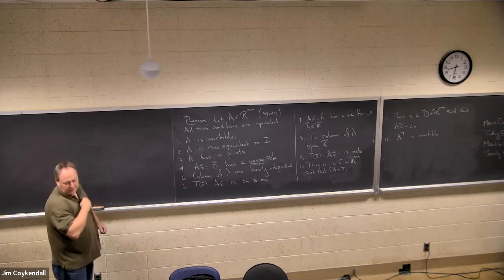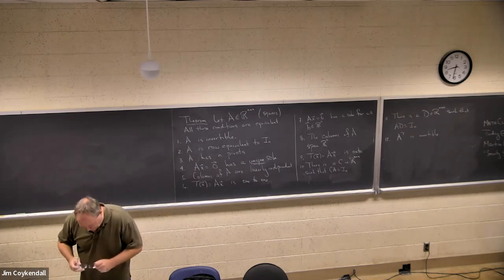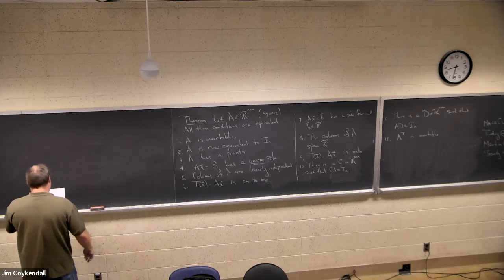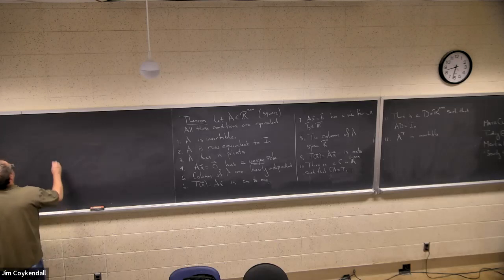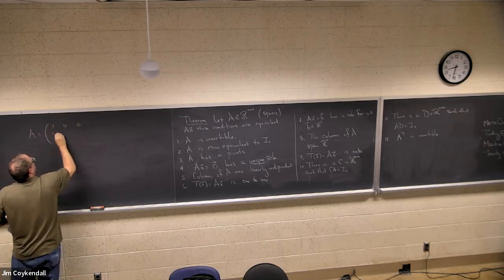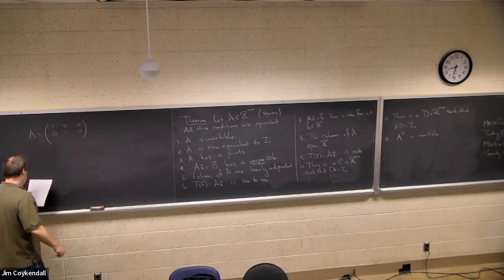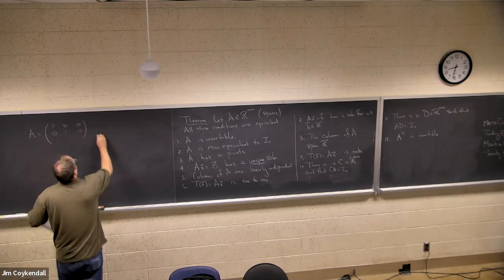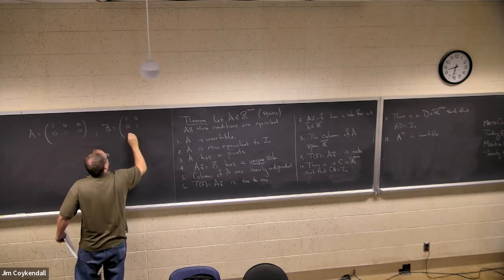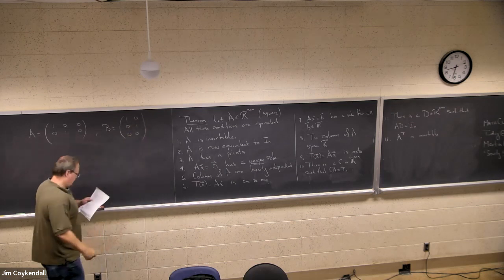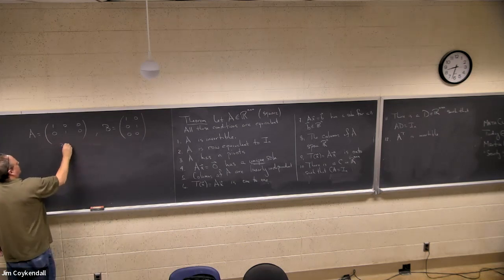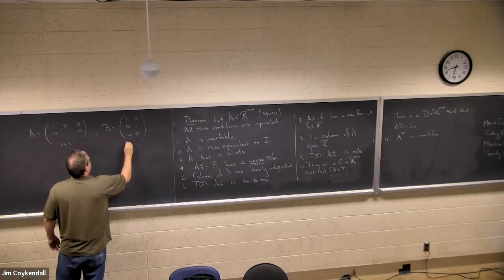This is why you have to be a little careful. Suppose that I have this matrix here. Let's let A equal that, and B. Now, of course, A is 2 by 3 and B is 3 by 2.